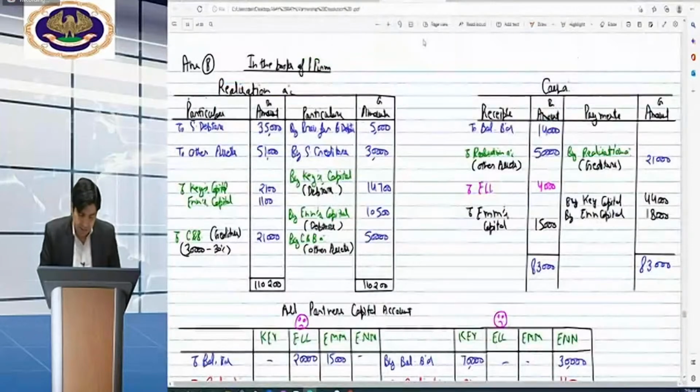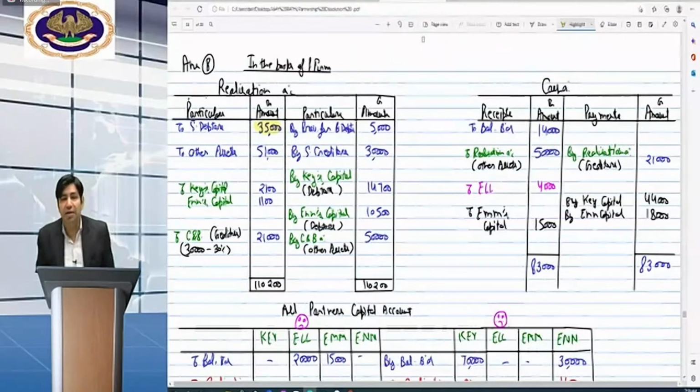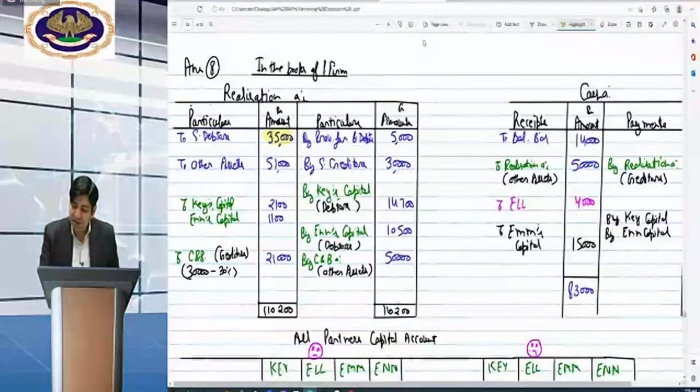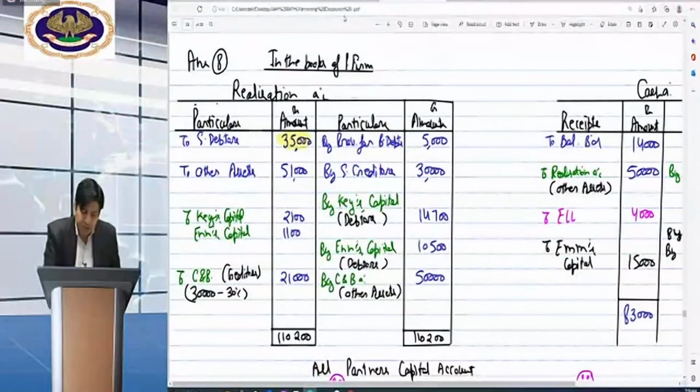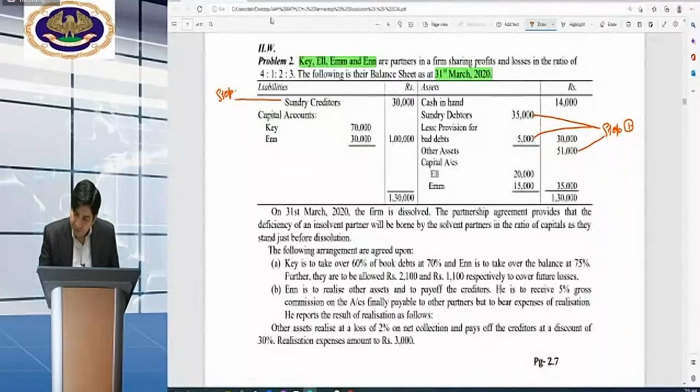Step number 1. See, I am going to tick here. Debtors account debit. Realization account debit to debtors. Just to save your time, I have already uploaded the PDF. So we have transferred the debtors account.